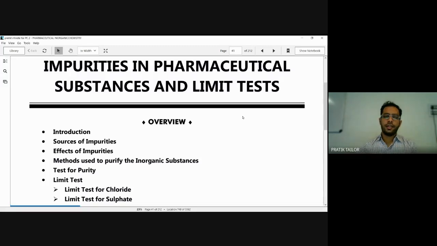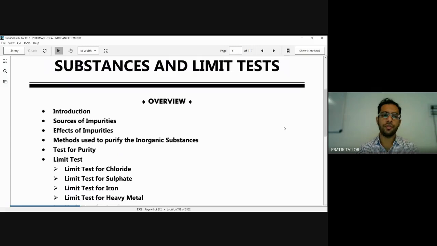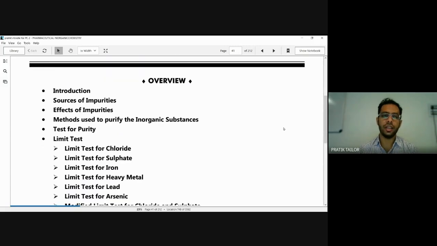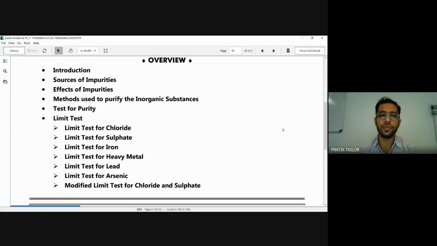So we will have a very quick revision of this unit, impurity in the pharmaceutical substance and the limit test. This unit comprises an introduction first, then sources of impurity, effect of impurity, methods used to purify inorganic substances, tests for purity, and at last the limit test.